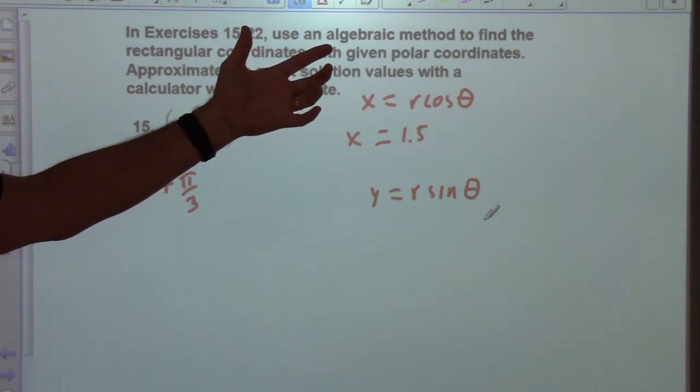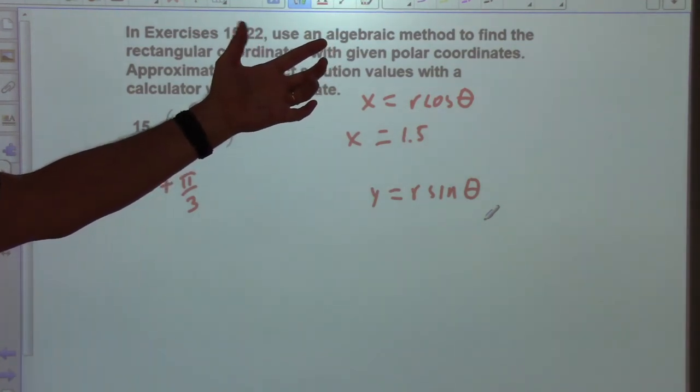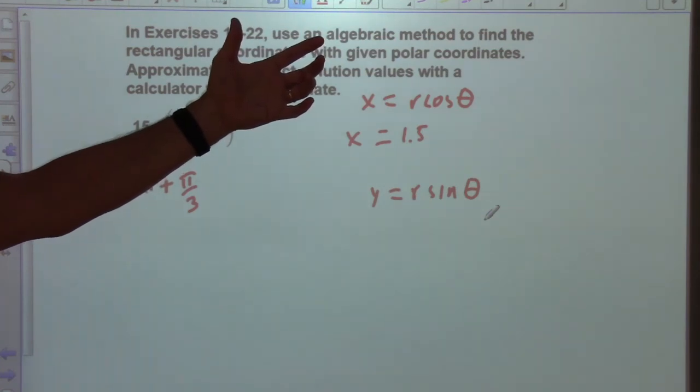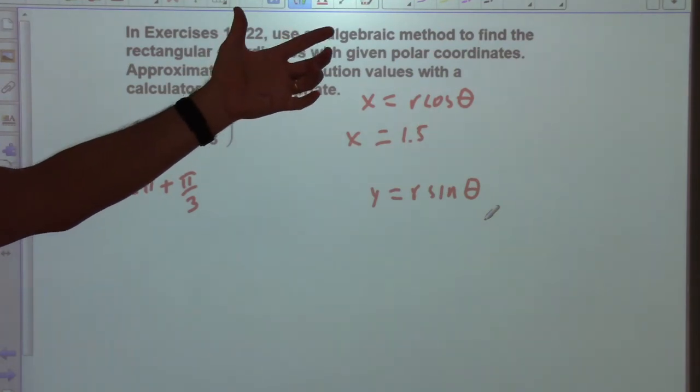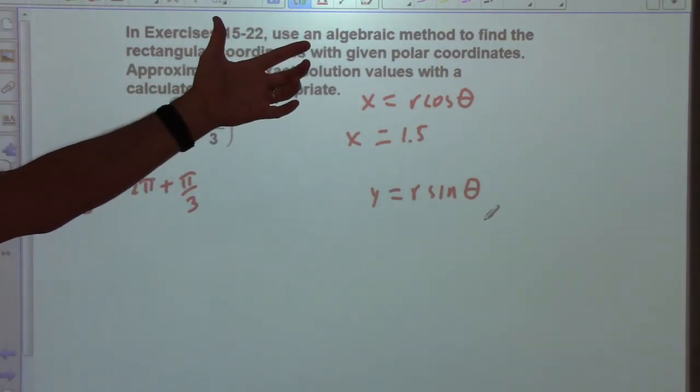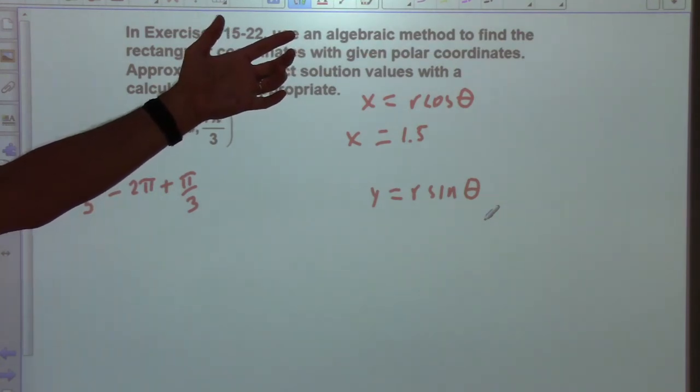Wait, 1 over 2? Yeah, how do you get 1 over 2? No, it's over 2. It's all over 2. Oh, it's always over 2. Yeah, if you look at the unit circle, everything's over 2. Well, yeah, we were just confused.